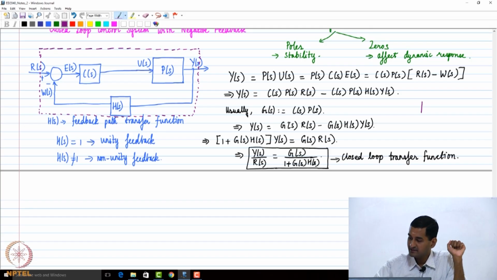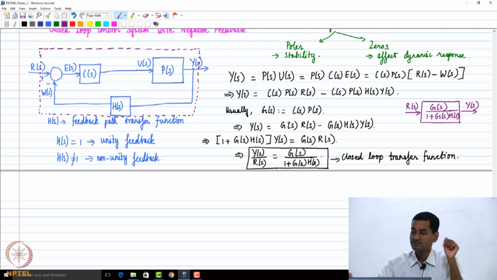So I get a block, I'm just redrawing the block here, and what is the input to the block? R of S, right? What is the output from the block? Y of S, right? And what is the transfer function that we have got? It is G of S divided by 1 plus G of S H of S. Now you understand why it's called a closed loop transfer function. You encompass all the elements in the closed loop system using one block, with R of S being the input to the block and Y of S being the output. G of S by 1 plus G of S H of S becomes the transfer function.